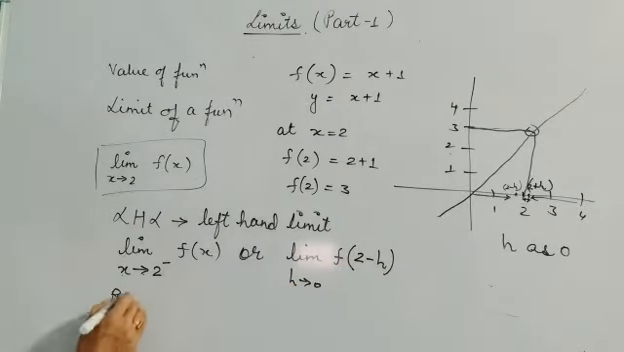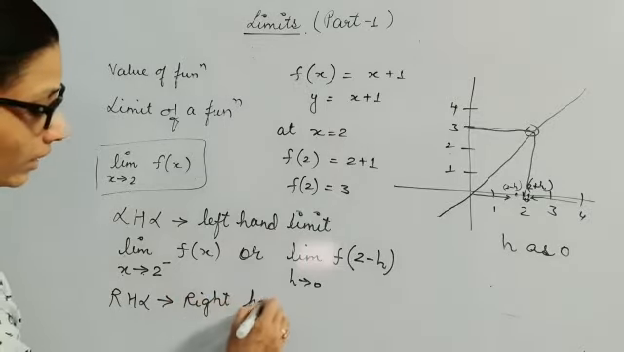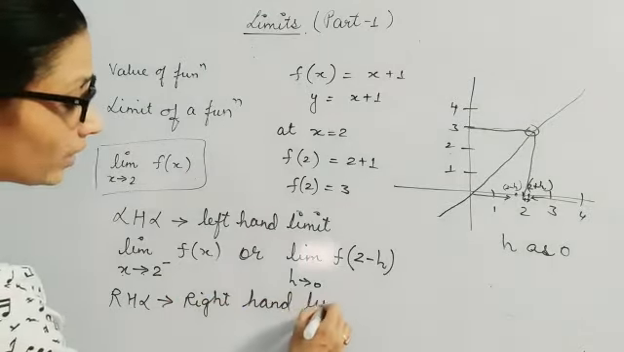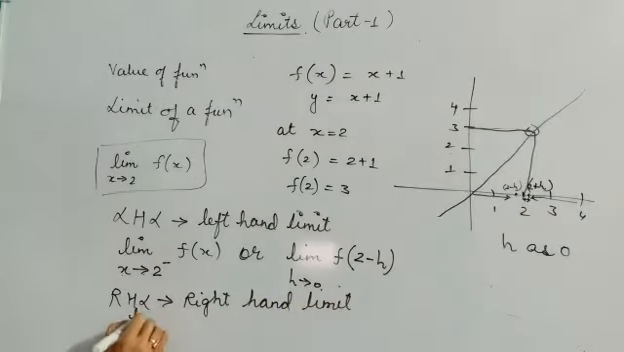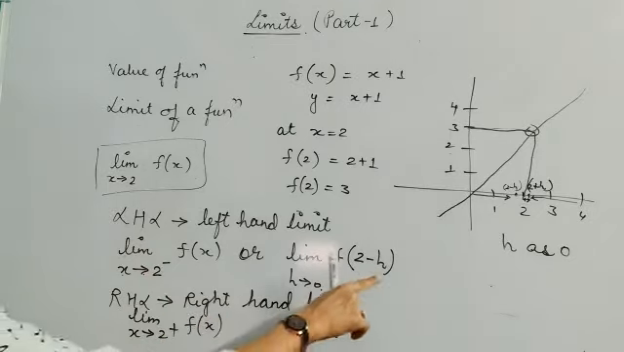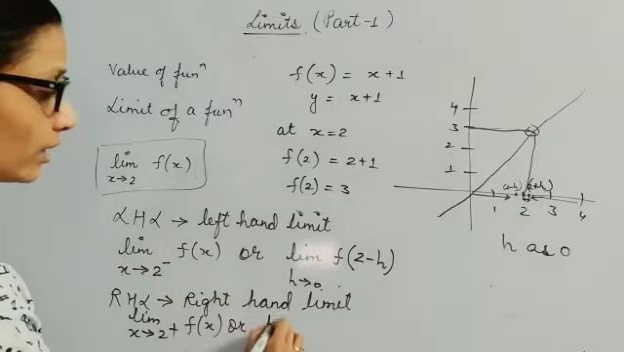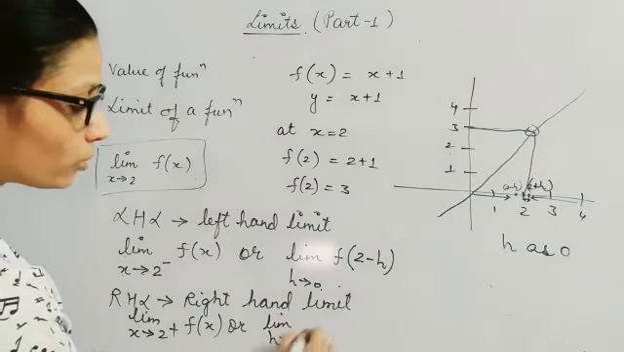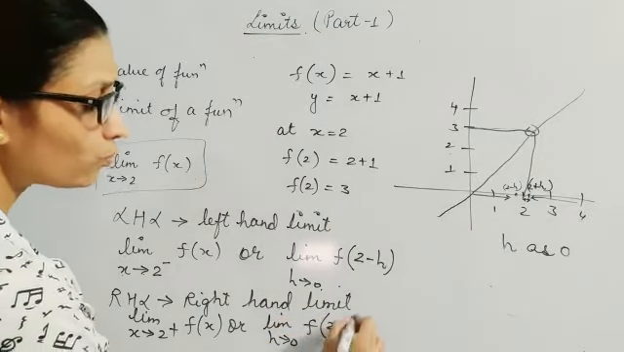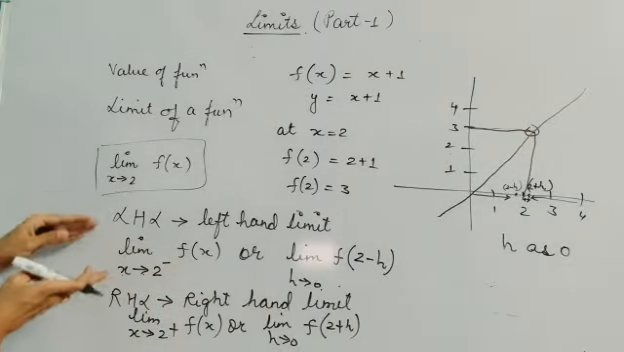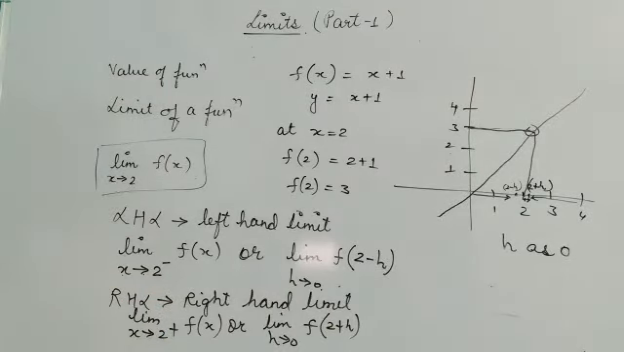And for RHL, that is your right hand limit, it can be written as limit x tends to 2 plus, which shows that I am taking a value more than 2. But yes, I am adding a negligible value to it, which is h, or I can write it as limit h tends to 0 and your function is 2 plus h. So these are the ways we write LHL and RHL.